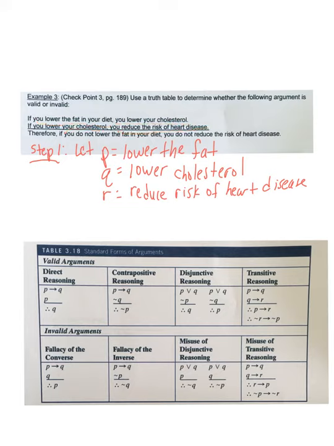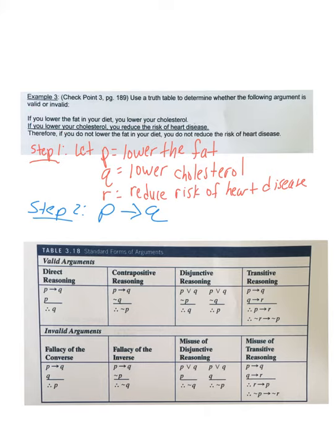Now we're ready for step 2, where we will rewrite all 3 sentences in symbolic form. This is the stacked symbolic form step. So again, the first sentence, I see the word if. It's not if and only if. So it must be an if-then arrow, where the then is implied. So on the if side of the if-then arrow was if you lower the fat, which was P, so if P, then you lower your cholesterol is Q. So if P, then Q is the first sentence.